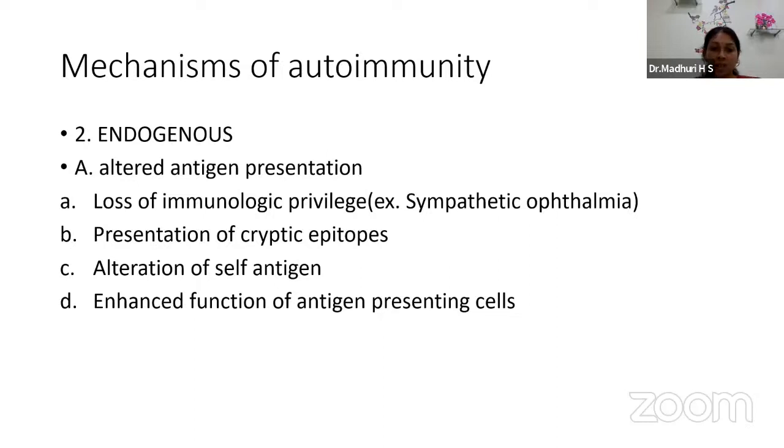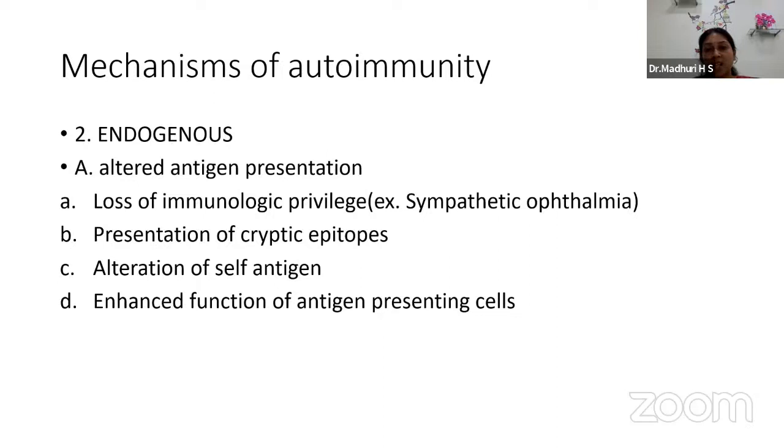So other mechanisms are there, like presentation of cryptic epitopes. Cryptic means whatever was hidden. So those were never exposed to the antibodies, and suddenly now they are exposed because of some trigger, mostly unknown. And then there is a reaction. There can be alteration of the self-antigen itself. They never knew that this form of self-antigen also existed, and they are now going to cause an attack.